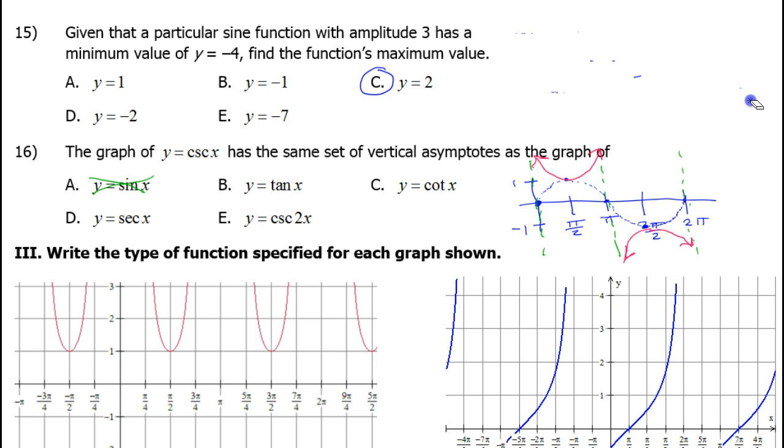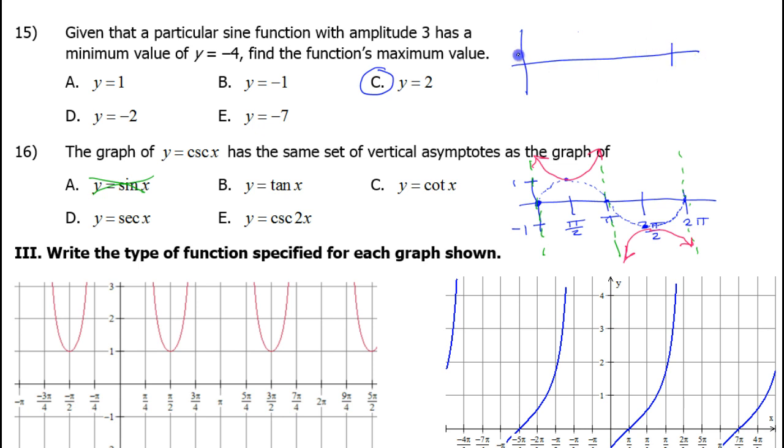Alright, the reason why I know so quickly that it can't be secant is because secant is the reciprocal of cosine. And the cosine graph, there's no way it's going to have the asymptotes in the exact same places. Okay? It's like the reverse. So that's how I know.